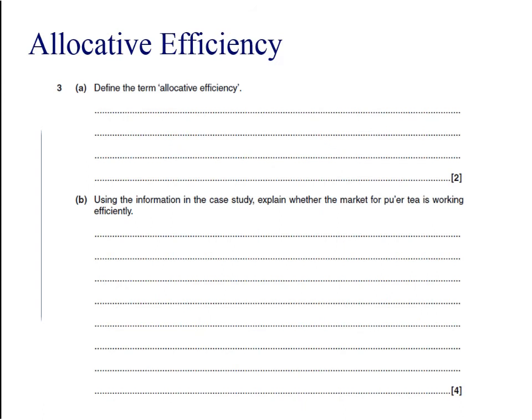And it says, define the term allocative efficiency for 2 marks, so where customer satisfaction is maximised or where the quantity demanded equals the quantity supplied. And using the information in the case study, explain whether the market for purity is working efficiently. Now, I've not pasted in the case study because there were quite a few examples of where you could say it wasn't working efficiently. So there was a lot of volatility in the market, so there wasn't a stable equilibrium, so we could say that that's allocatively inefficient.